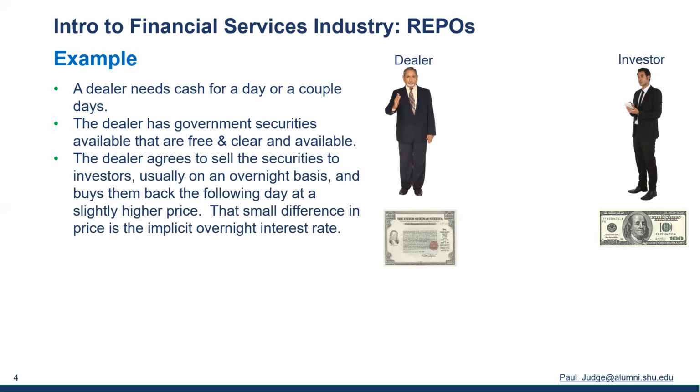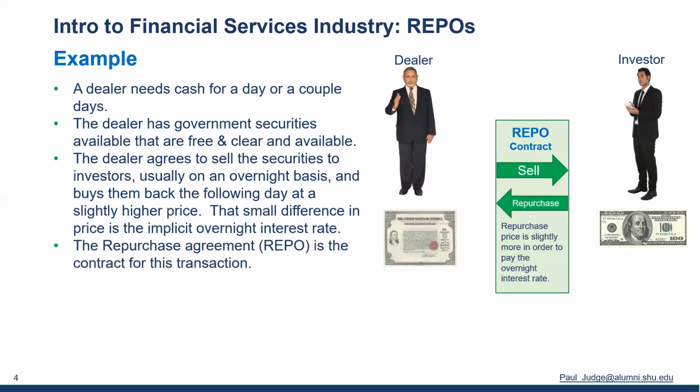And that slightly higher price is determined by figuring out what's the overnight interest on, let's say this is $100,000 in mortgage-backed securities or federal securities, treasury securities. Whatever the overnight interest on $100,000 would be, that would be how much more the investor would sell it back for.